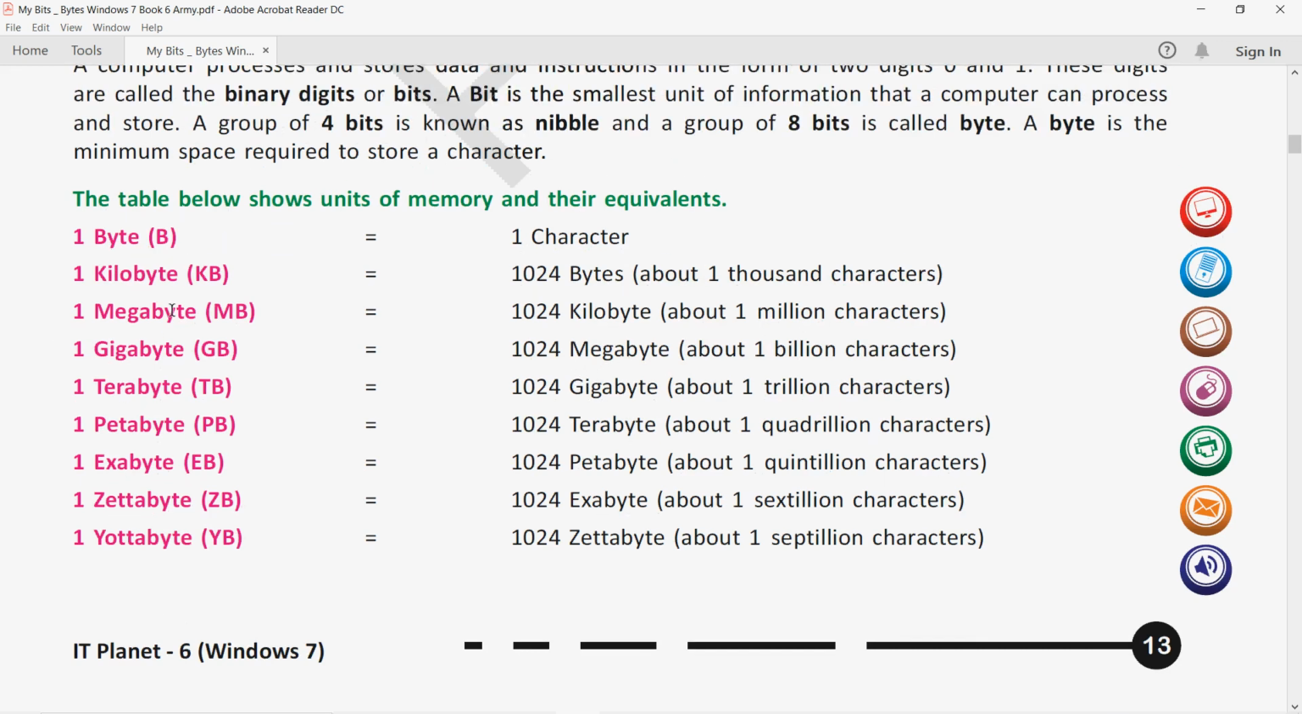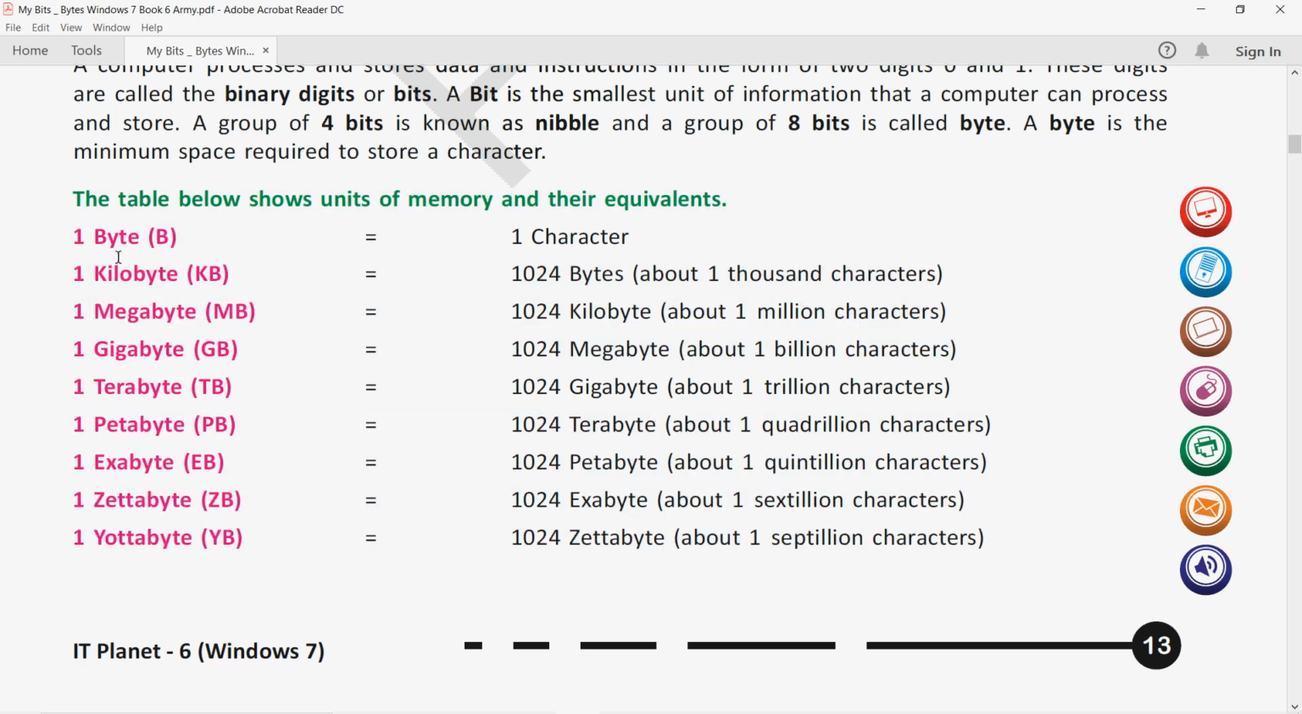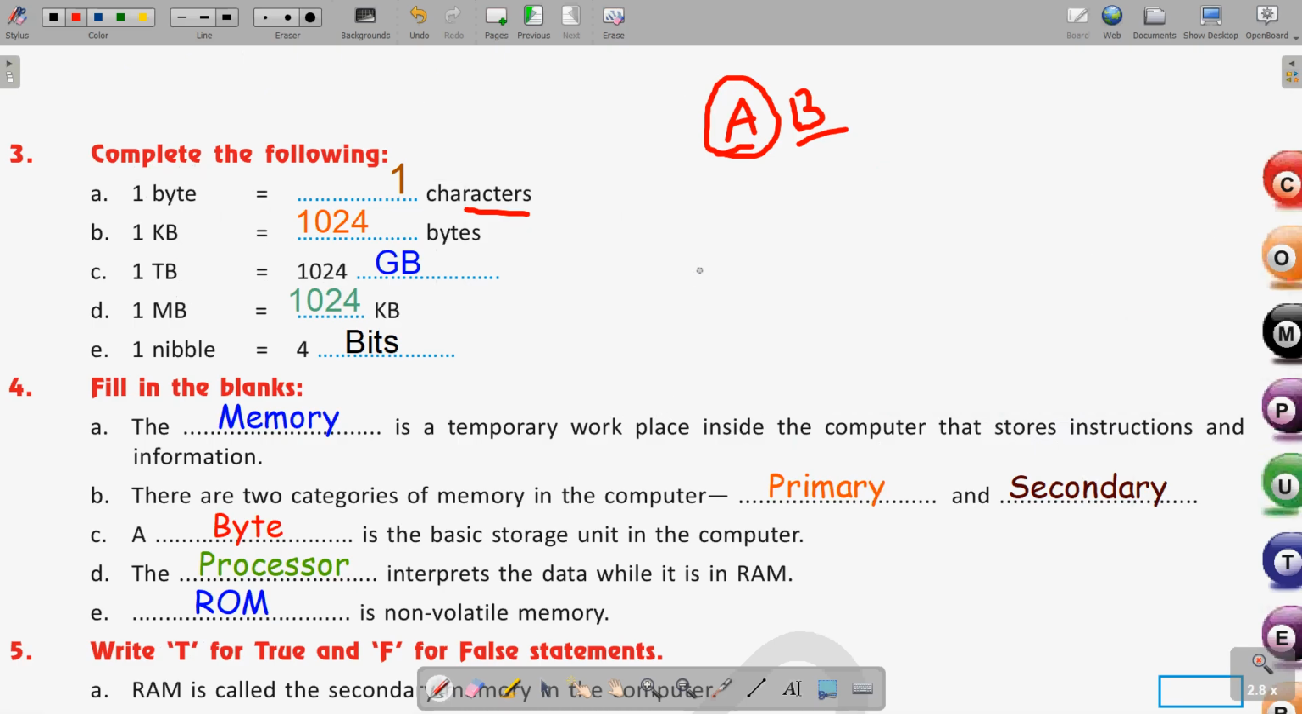Clear? So here we have already seen kilobyte. Then what will be the value of 1 kilobyte? It will be 1024 bytes. Clear? From here, of the different things we have already discussed, you have to remember the sequence: bit, byte, kilobyte, megabyte, gigabyte, and all of these are 1024 of the previous one. Like 1 kilobyte is 1024 of the previous one, that is 1024 bytes. Clear? Now move to our exercise page.